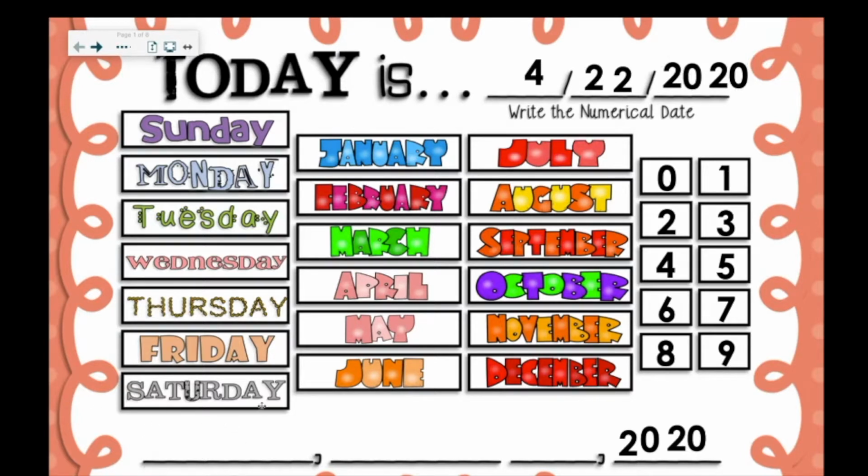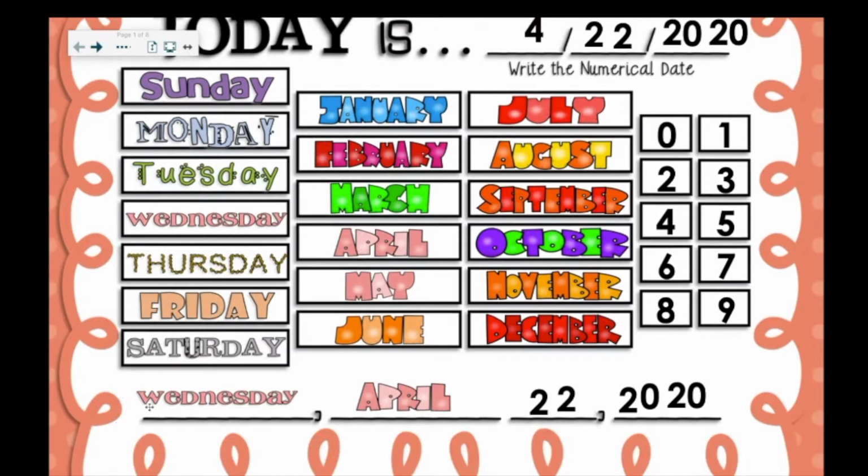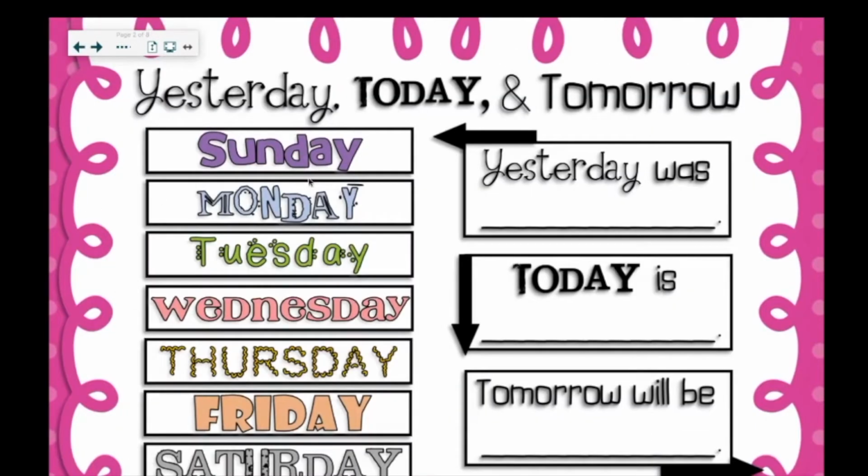So I need to pull down my day of the week, and that was Wednesday. Thank you. And it's what month? It's still April. And what day of April are we on? We are on the 22nd. A 2 in the ones place, a 2 in the tens place. And our year hasn't changed, still 2020. So let's get ready to read our date with words. So starting here, ready, set, read. Wednesday, April 22nd, 2020.